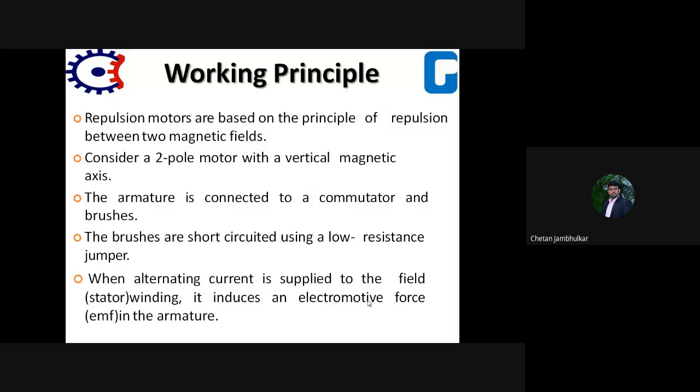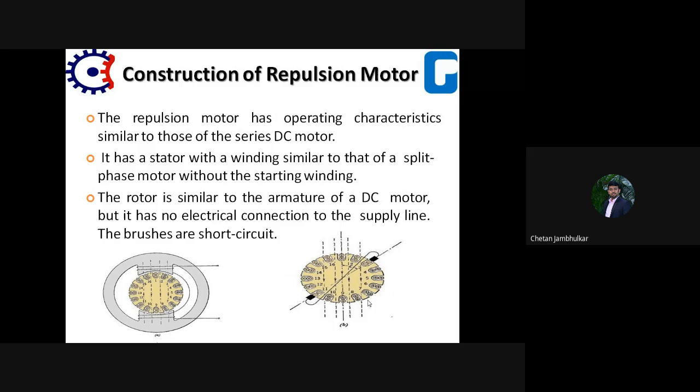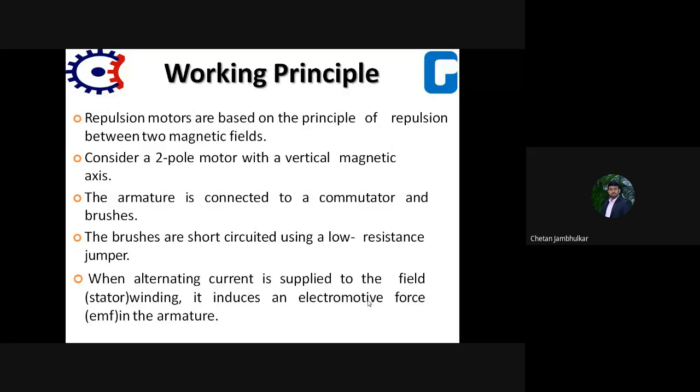So the working of the repulsion motor is based on the principle of repulsion between two magnetic fields. Means here repulsion occurs between the magnetic fields, and with the help of this repulsion, the rotor will rotate. Here a two pole motor with a vertical magnetic axis is there. You see that the two vertical axes are there, one connected with the commutator and brushes, and one directly connected to the magnetic field.